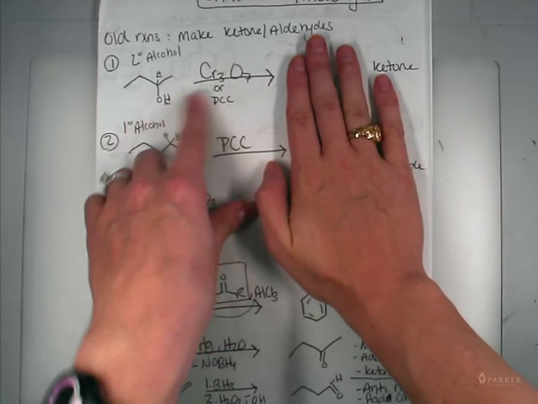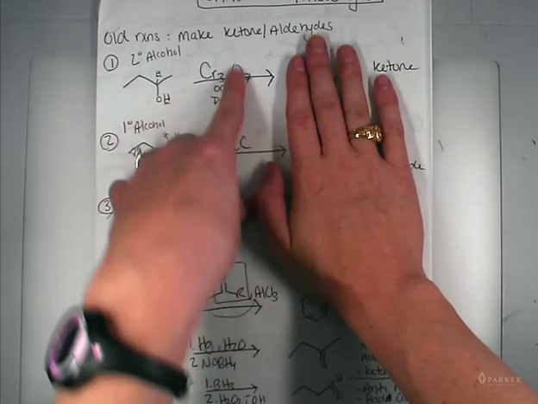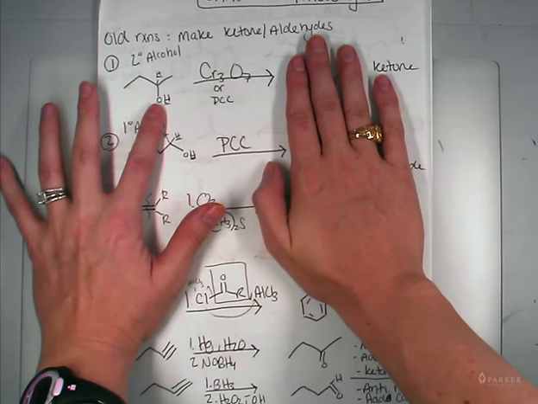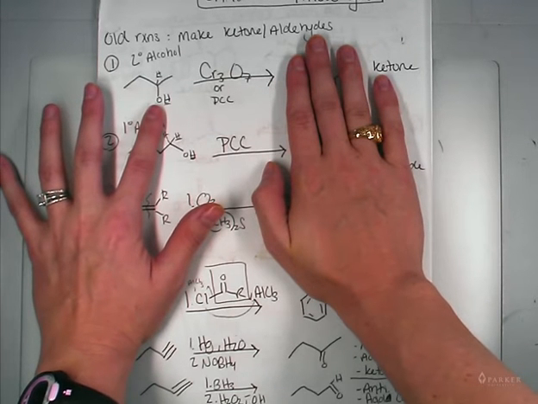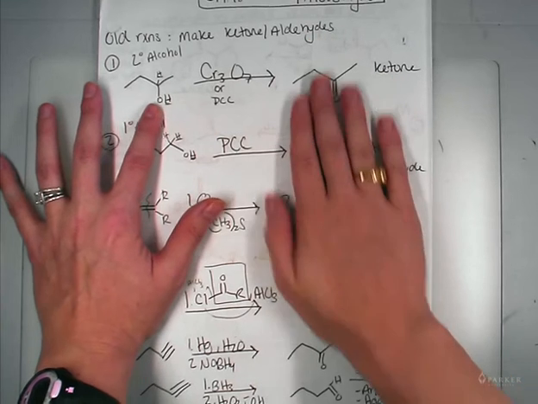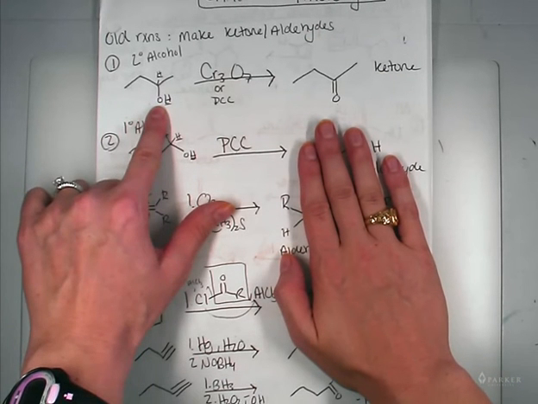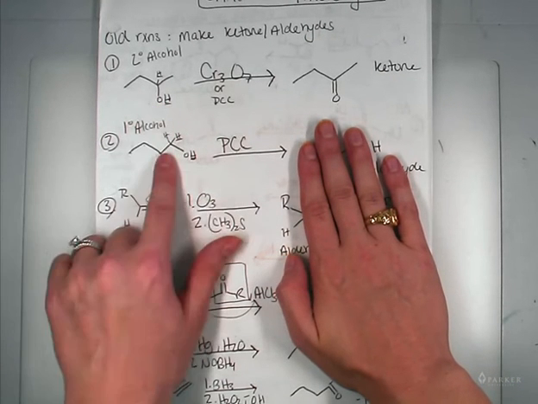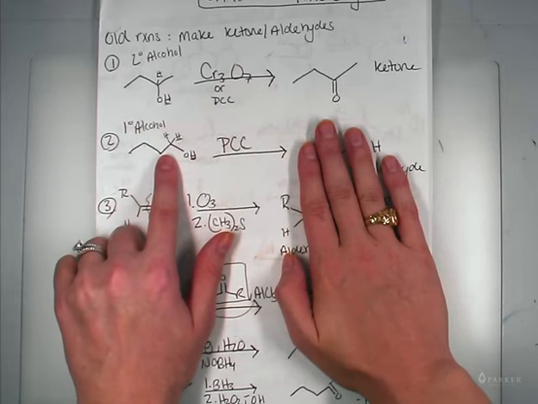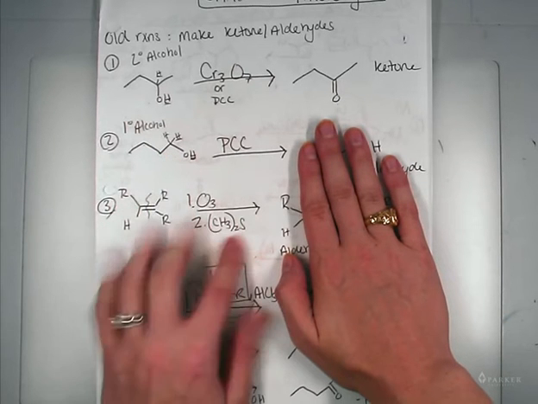Okay, so what does this one do? Oxidizing. So it turns my alcohol into ketone or aldehyde? Ketone, because it's secondary. PCC will turn my primary alcohol into an aldehyde.